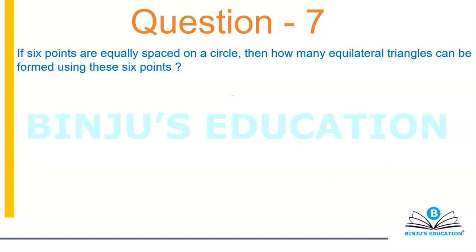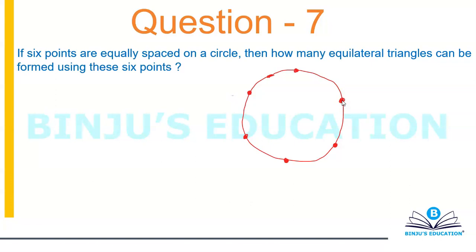All right, let's see what we can do with this one. So I have a circle and 6 points are equally spaced. All right, 1, 2, 3, 4, 5 and 6. Now how do you verify whether the points are equally spaced or not?